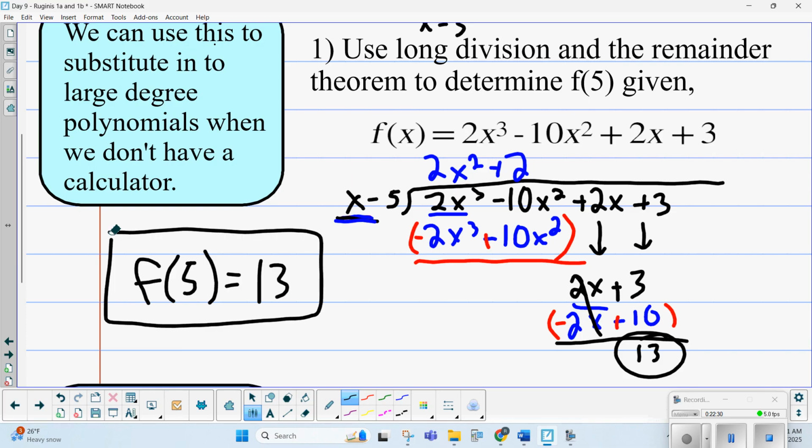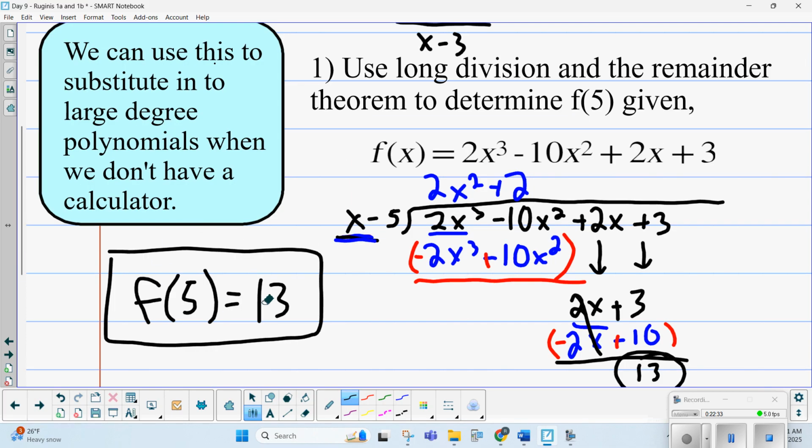Now, I know this is not the most efficient way. If I ask you to find f of 5 on a test, I'm just going to expect you to use your calculator and plug in 5 to get 13. But if you don't have a calculator, this is a useful technique, where notice the biggest thing I needed to know was 2 times 5. Super simple. I didn't need to know what 5 cubed times 2 was, or 5 squared times negative 10. This was a way that, without a calculator, was a little easier to do.